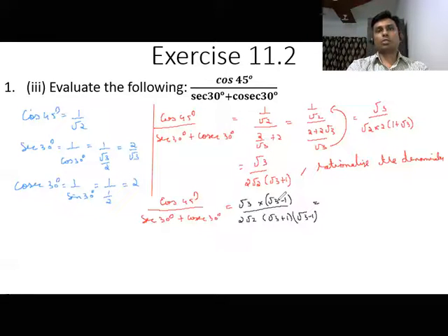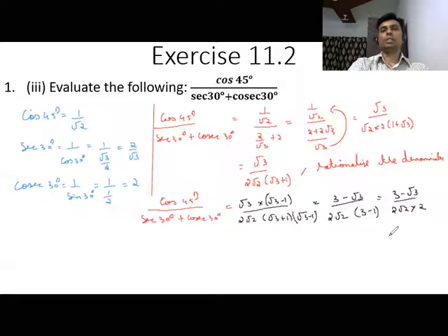So here root 3 into root 3 is 3. 3 minus root 3 divided by 2 root 2. A plus b into a minus b is a square minus b square. So that is root 3 the whole square is 3 minus 1. So 3 minus root 3 divided by 2 root 2 into 3 minus 1, 2. Therefore, I am left out with 3 minus root 3 divided by 4 root 2.